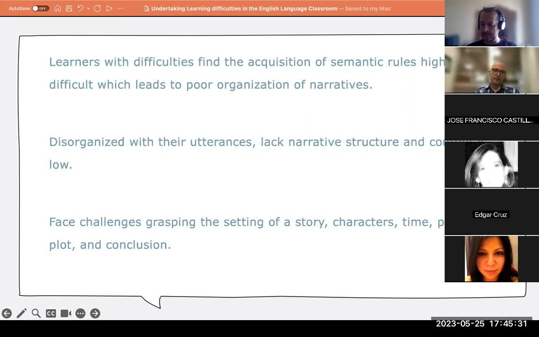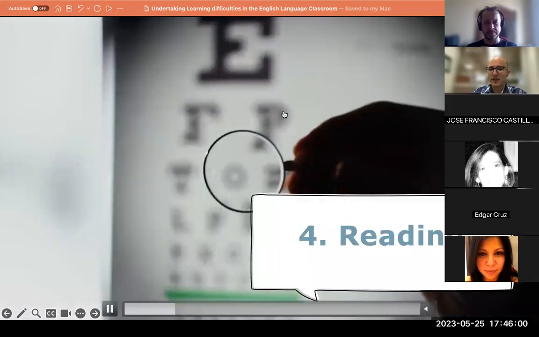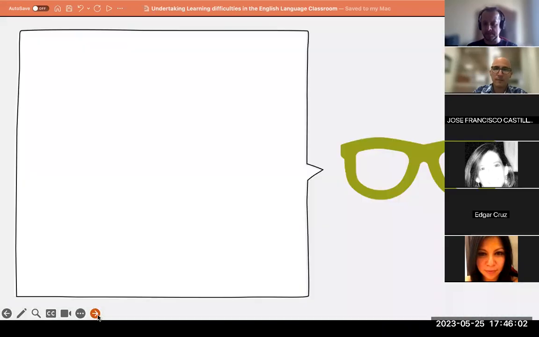Okay. If we're reading a story, they may find a challenge understanding the plot, the characters, the sequence of the activities, conclusions. And of course, the meaning of words in particular contexts, synonyms, implications, transformations. They will have a lot of difficulties. As we saw with reading, they may have problems reading, and they'll avoid it. They just don't want to do it sometimes.